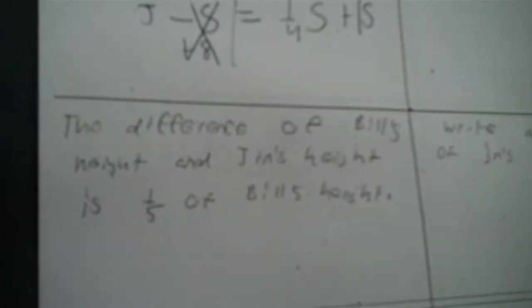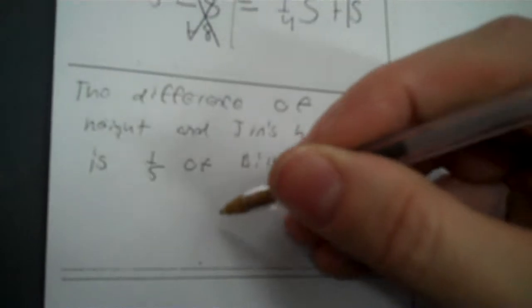Okay, then the last one, the difference of Bill's height and Jim's height is 1/5 of Bill's height. So you really don't, okay, equals. So difference, B minus, and then is right there, B minus J, okay?